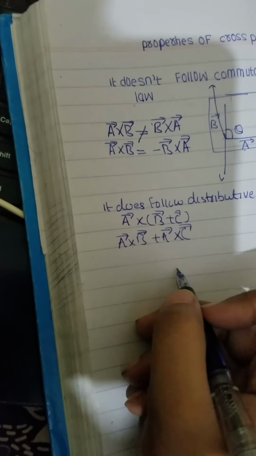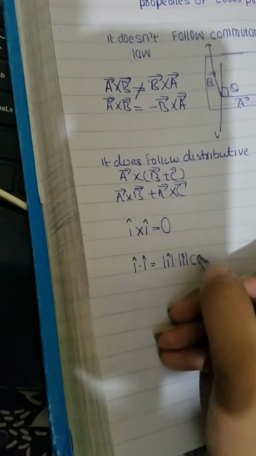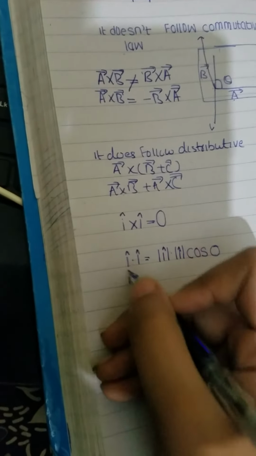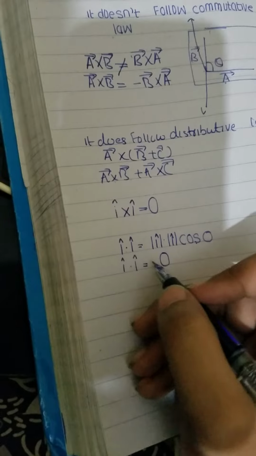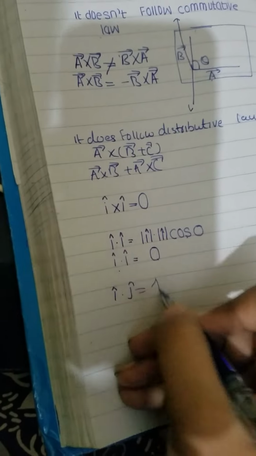And the cross product of a vector with itself gives the magnitude 0. For example, I cap cross I cap is equal to 0. How? For example, we know that I cap cross I cap is equal to magnitude of I cap times magnitude of I cap times sine 0, which is equal to 0. So the multiplication of a vector with itself gives the answer 0, but I cap with J cap gives the answer 1. How? That I'll be discussing.